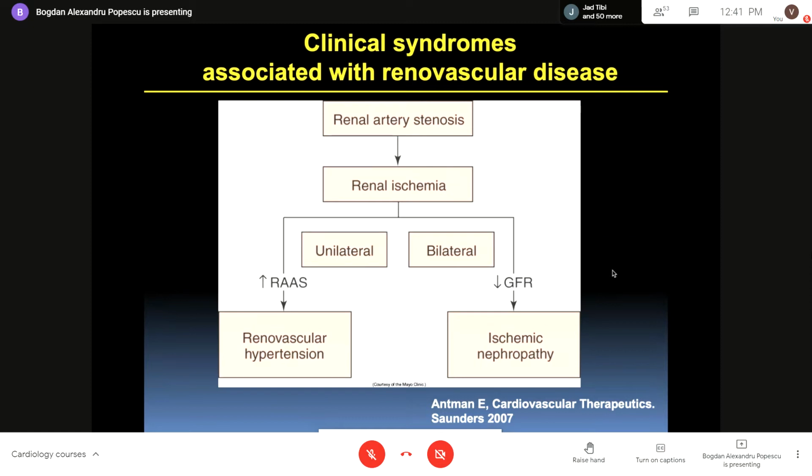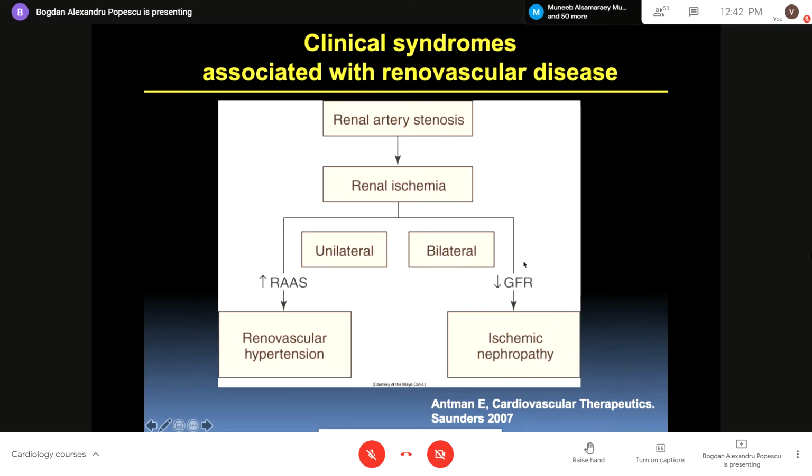So there are clinical syndromes associated with renal vascular disease. First of all, what is the primary problem? The primary problem is that you have a degree of renal ischemia, because the artery that is supposed to bring blood to the kidneys is stenotic. Then the blood flow to the kidneys is reduced. This leads to renal ischemia, and this may have combined consequences.